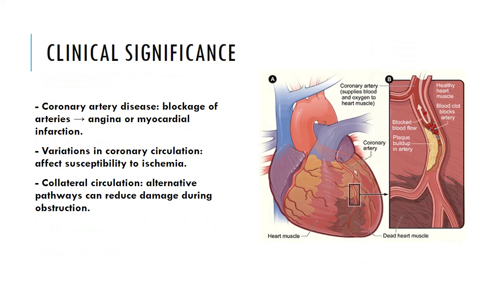Clinical significance. The coronary circulation is of great clinical importance. When coronary arteries become narrowed or blocked, it results in coronary artery disease, which may lead to angina or myocardial infarction. Variations in coronary anatomy may influence a person's susceptibility to ischemia. Fortunately, collateral circulation, that is, alternative blood flow pathways, can sometimes reduce the severity of damage during obstruction.